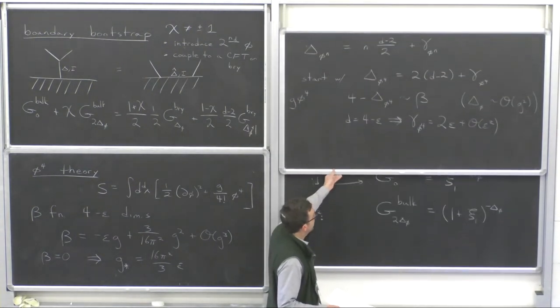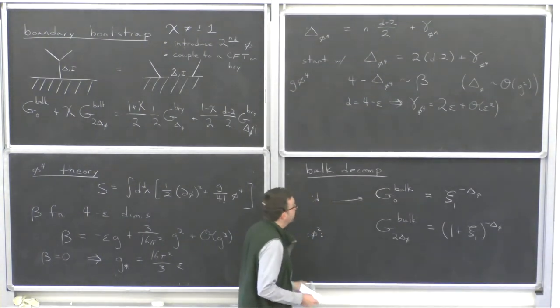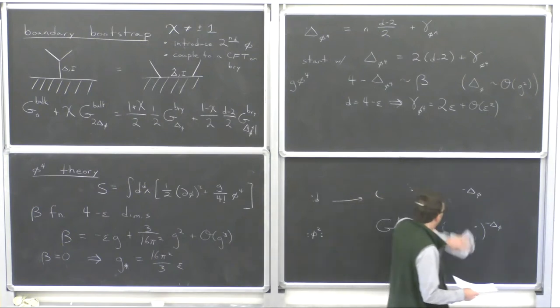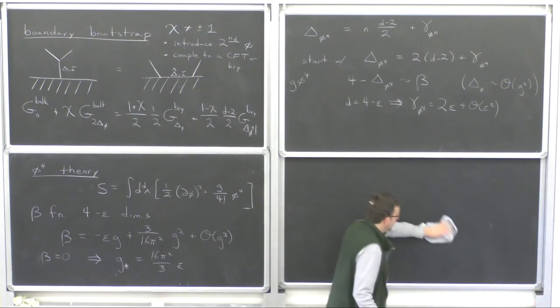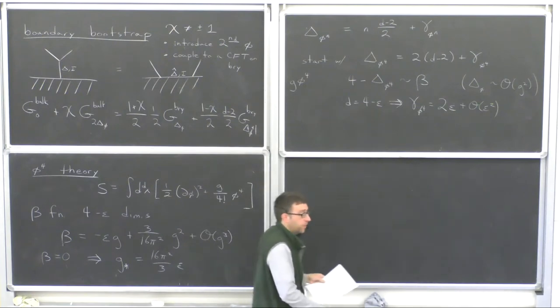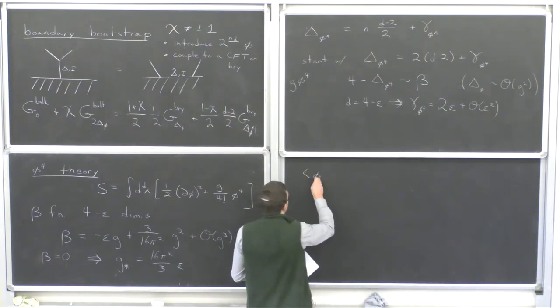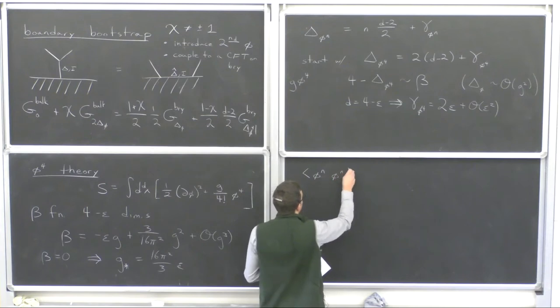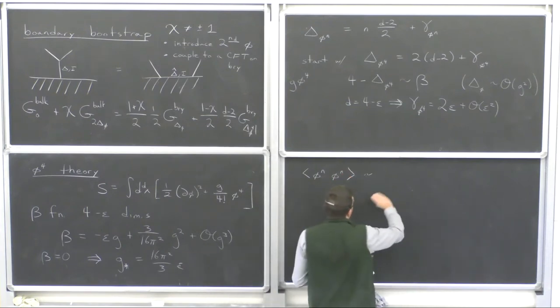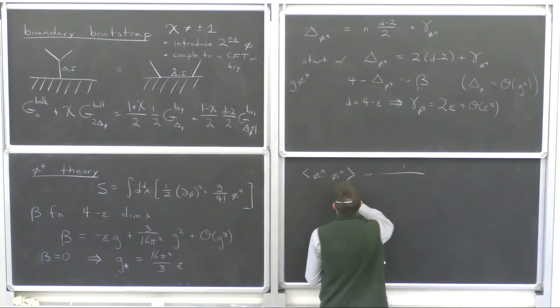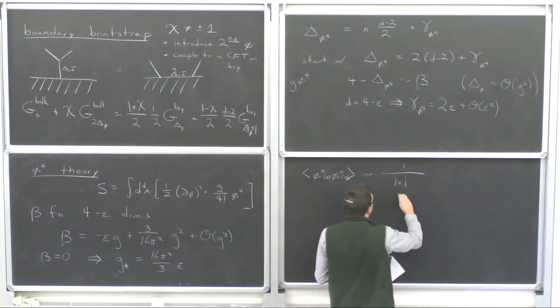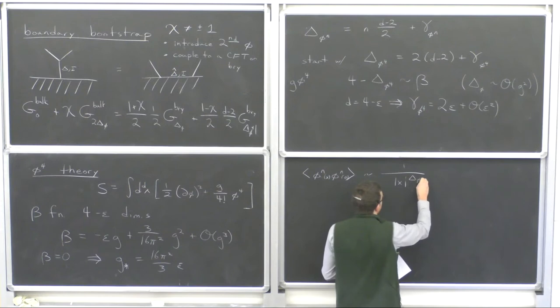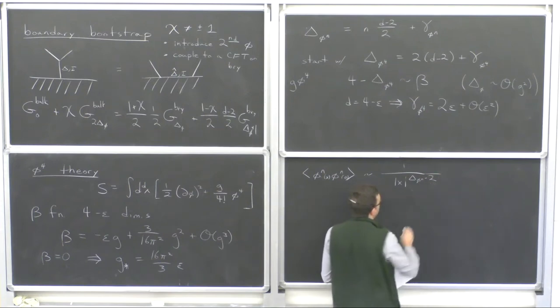Why am I saying that? Well, what diagram controls them? One way of getting at that dimension is thinking about a propagator of two of those fields, phi n, phi n, which roughly speaking should be something like, if this is x and this is 0, x to the delta phi n times 2.